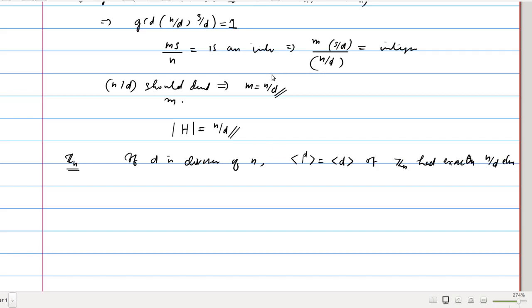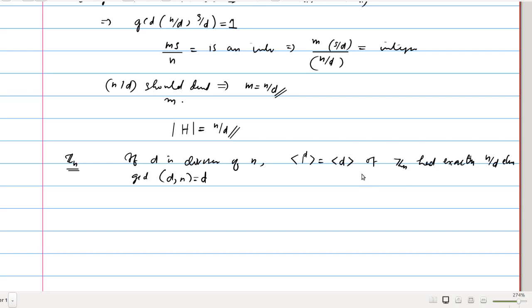That is what we have proved just before. This subgroup generated by 1 raised to d of Zn has exactly n by d elements. That is because, using the previous argument, this H has n by d elements. In this case, if d divides n, we have GCD of d comma n equal to d itself. So instead of this GCD, we can take d itself if d divides n. That's why this subgroup has exactly n by d elements.